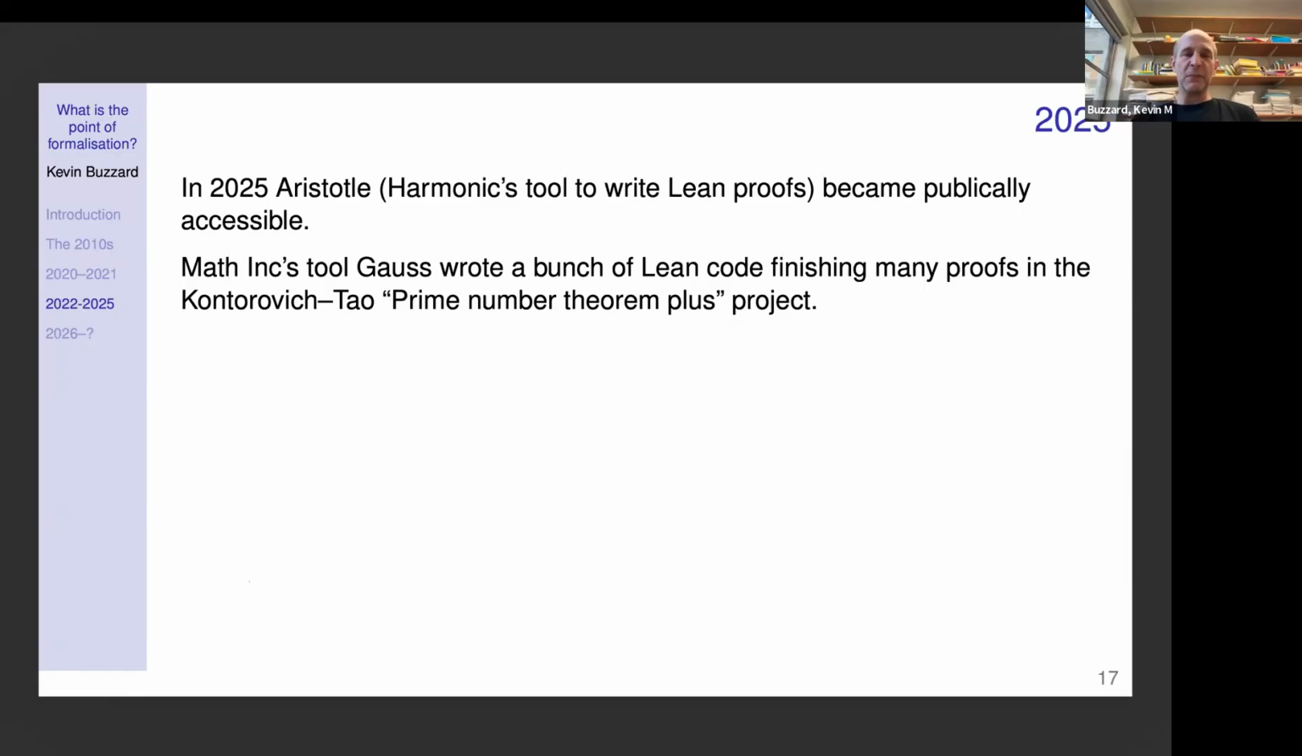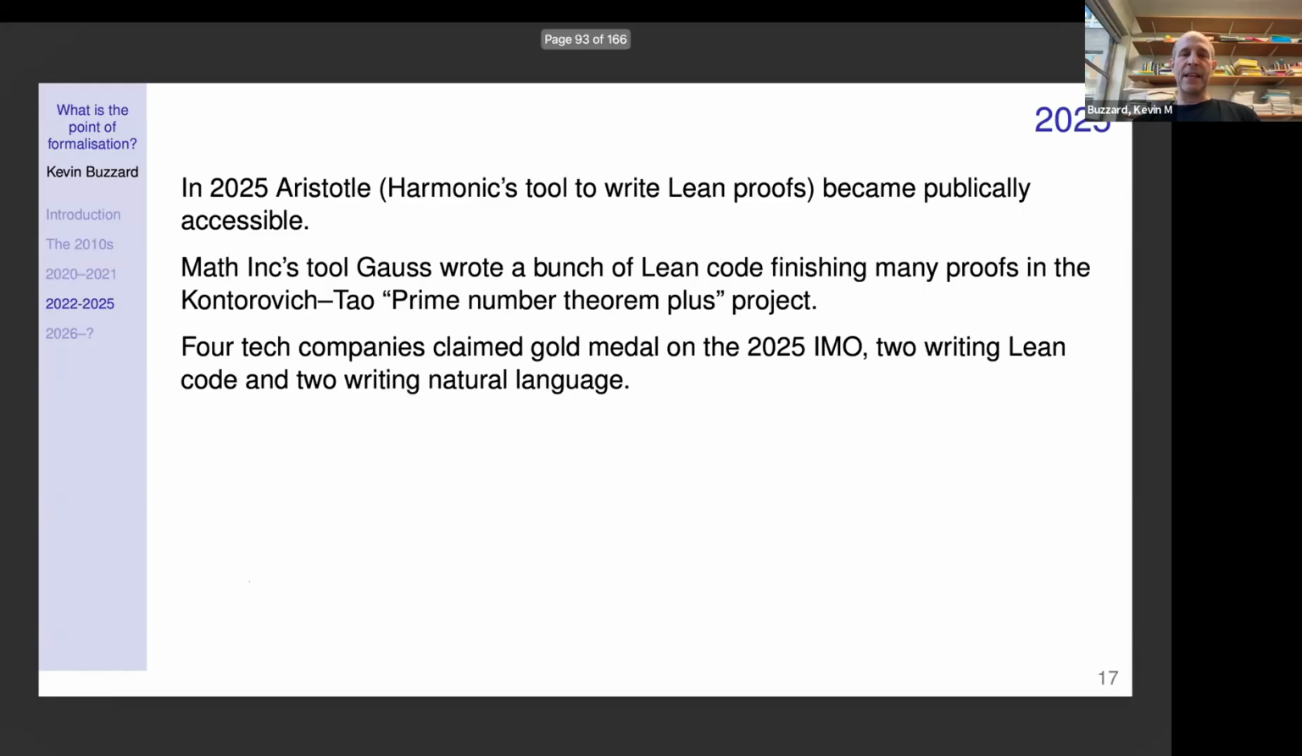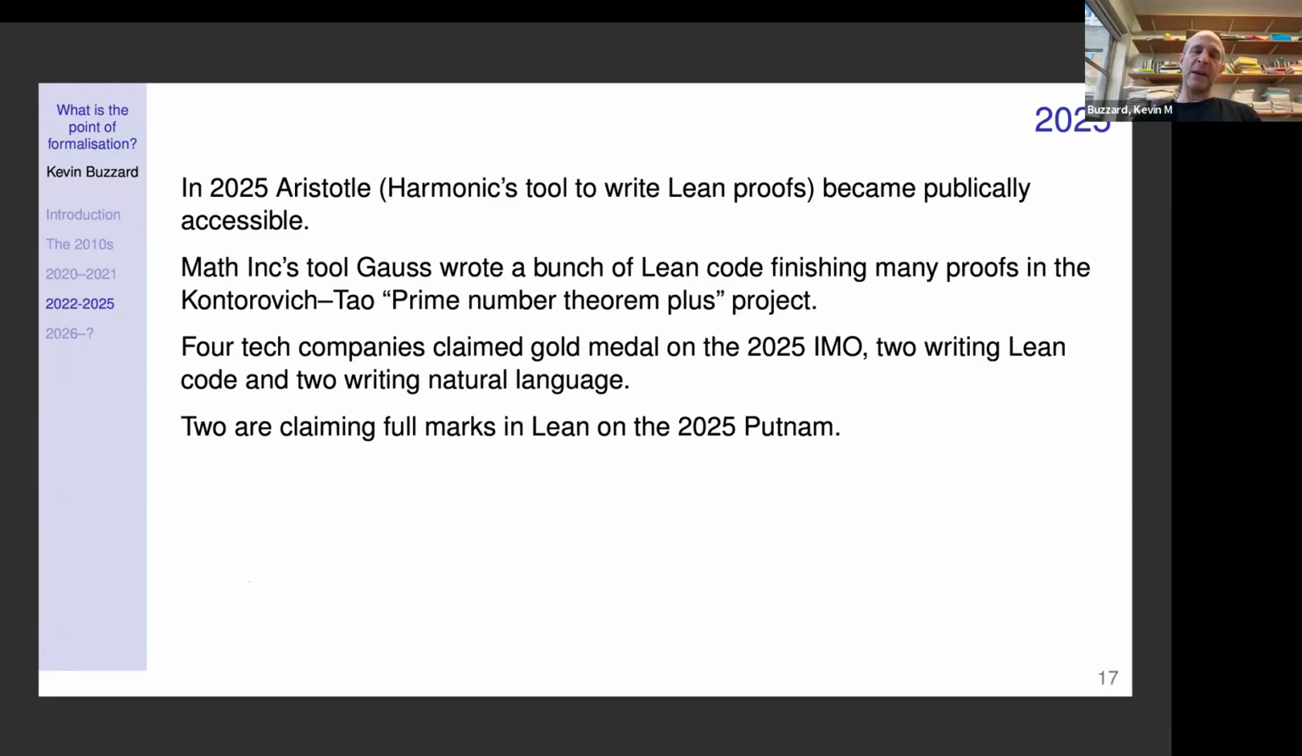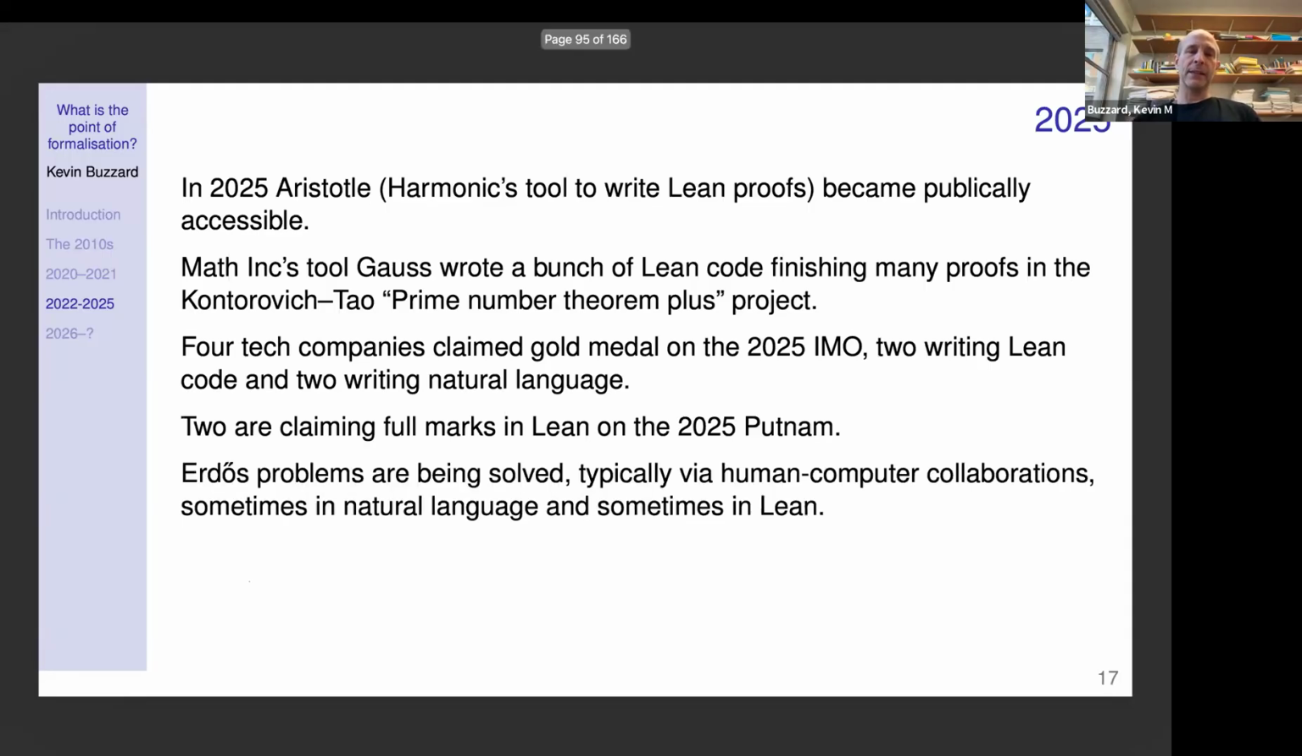So we got sort of possibly not MATLAB standard AI generated code that proved a lot of theorems and helped Alex along his way. And then 2025 IMO, suddenly there's four companies claiming gold medal, two writing natural language proofs and two writing Lean code. And now we've got the 2025 Putnam. And again, we've got two tech companies claiming full marks on the 2025 Putnam, autonomously solving the problems and getting full marks. But of course, this is undergraduate level mathematics.